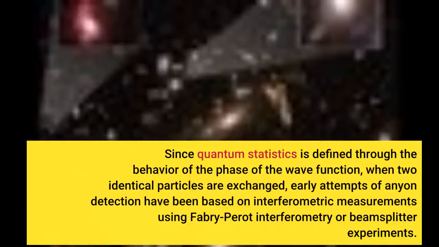Since quantum statistics is defined through the behavior of the phase of the wave function when two identical particles are exchanged, early attempts of anyon detection have been based on interferometric measurements using Fabry-Perot interferometry or beamsplitter experiments.